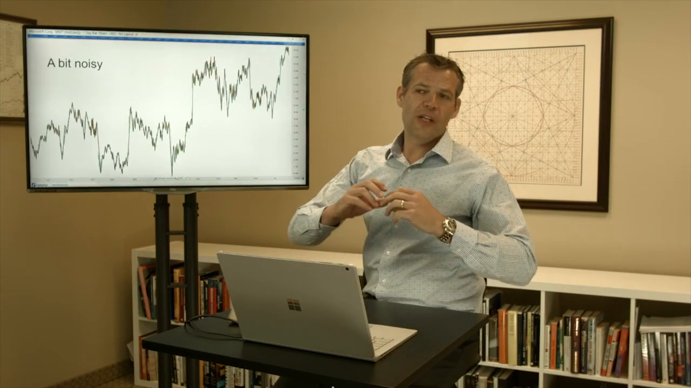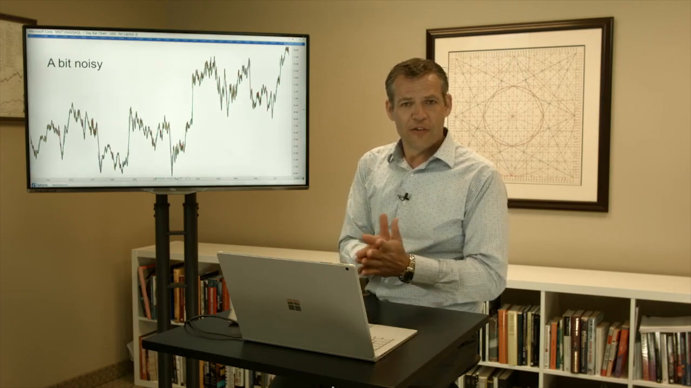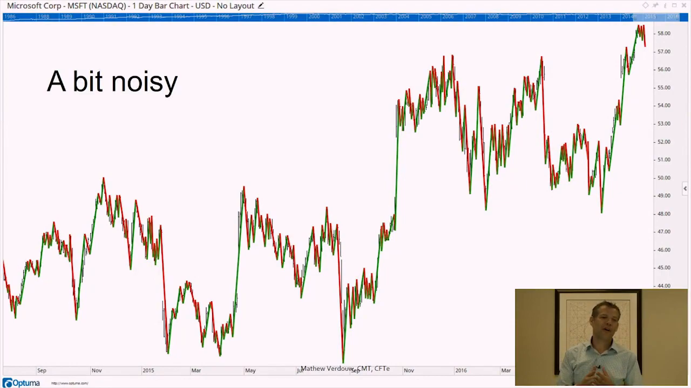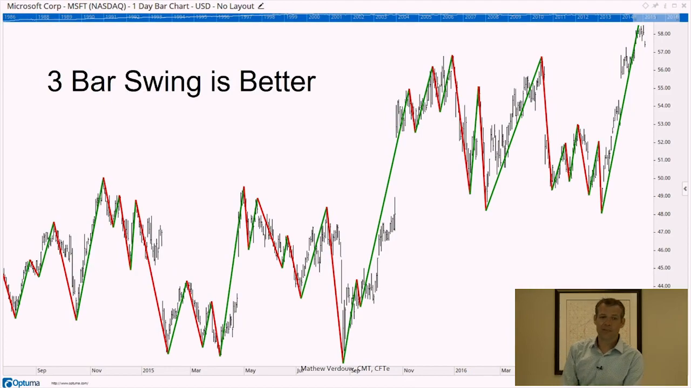All right, now this is a one bar swing chart, and we're looking at the history of Microsoft here, about a year of data. You can see how noisy that is. There's a lot of jumping up and down, and so it becomes really noisy to look at a one bar swing chart in this way. So what we often do is use multiple bars. Here is a three bar swing. What we mean by three bar is that for the swing to turn up, we want one, two, three higher bars in a row.